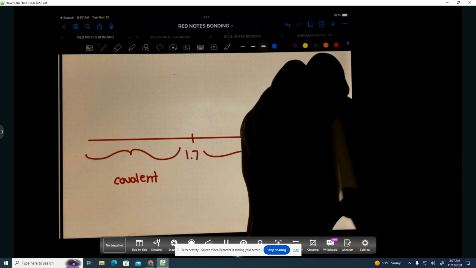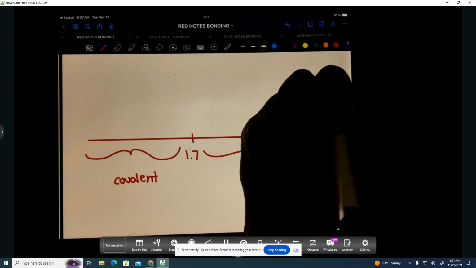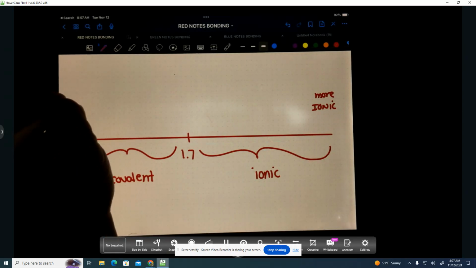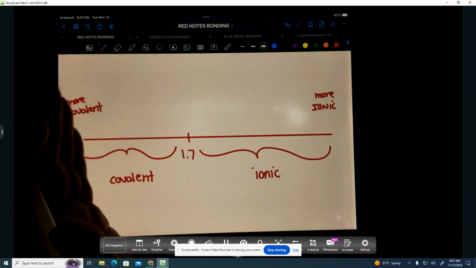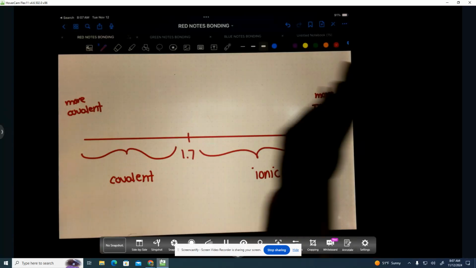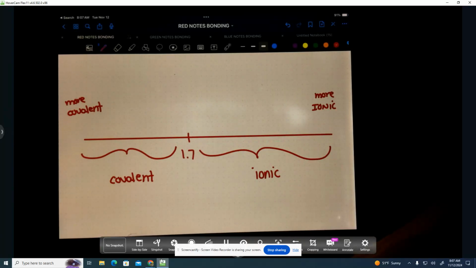And when you get up here, you become more ionic. And when you get down here, you become more covalent. And I showed you how you could figure out, of all of the compounds that you have, if it is more ionic or less ionic, or if it is more covalent or less covalent, by subtracting the electronegativities. Does that make sense to everybody? Do you understand? Okay? Now we're going to talk about the bond polarity.